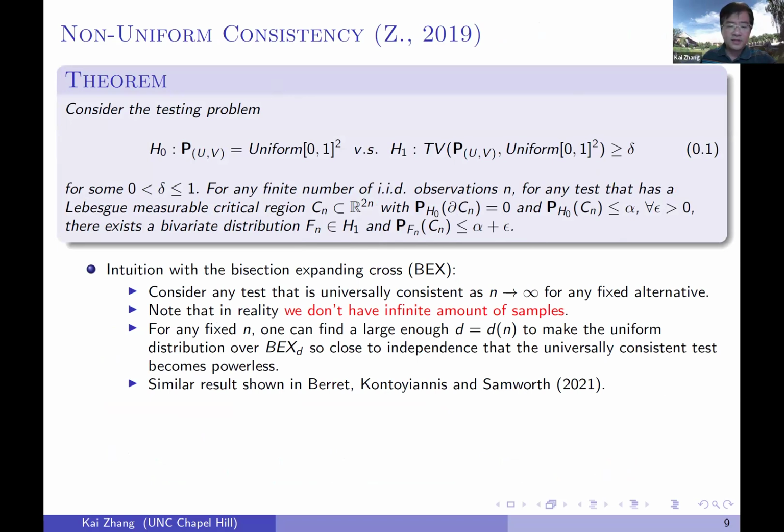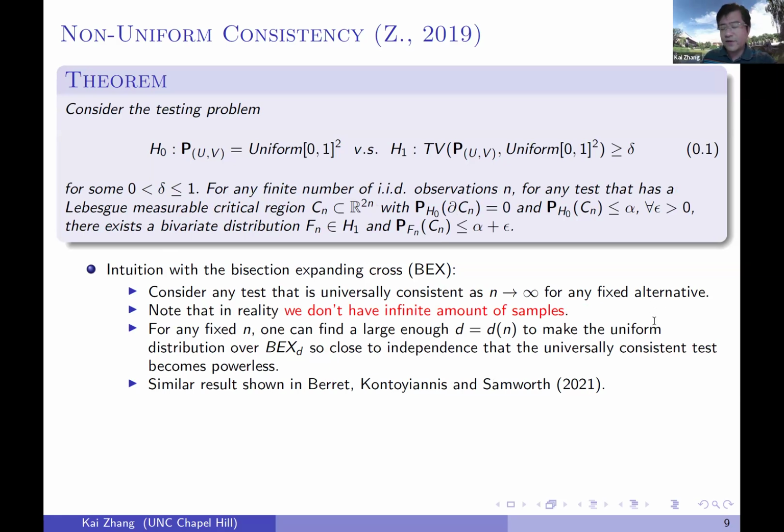The idea is that you can consider any good test, any test that is universally consistent, meaning for any fixed alternative, for any fixed form of relationship, as long as your sample size goes to infinity, you are guaranteed to have an asymptotic power of 1. So this property is called universal consistency. So it's a good test. But in reality, remember, we never have an infinite amount of samples. We always work with a finite n, right?